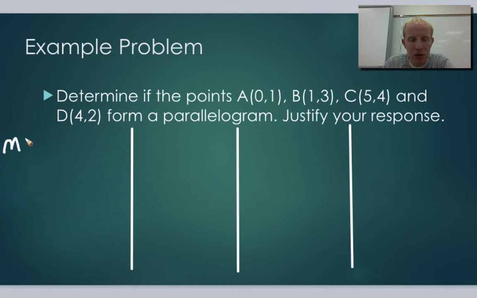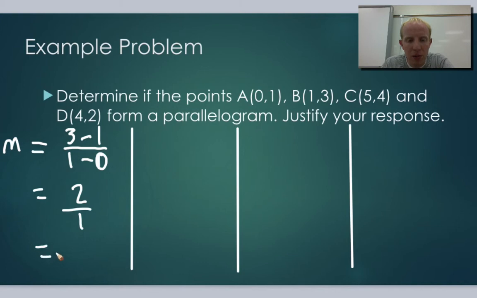Okay, so the slope for A to B is going to be y2 minus y1 over x2 minus x1. So y2 is going to be 3, y1 is going to be 1, x2 is going to be 1, and x1 is going to be 0. That's going to give us a 2 on top, a 1 on the bottom, which is going to give us 2.